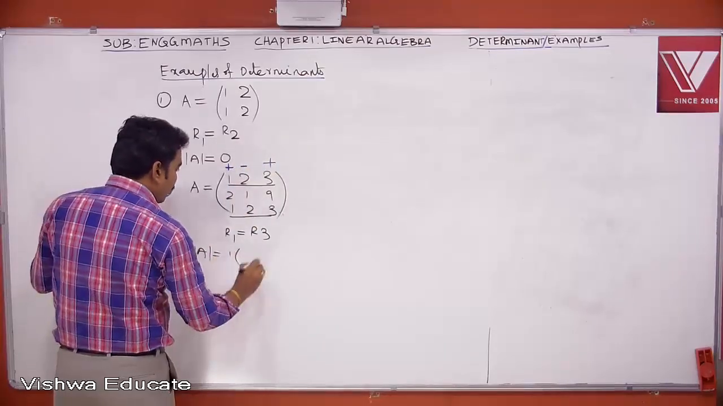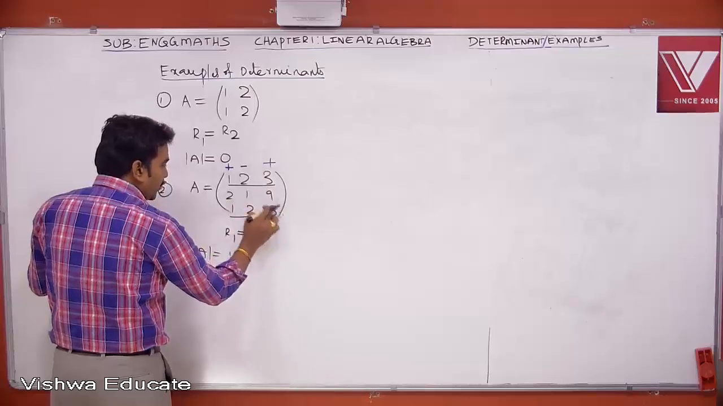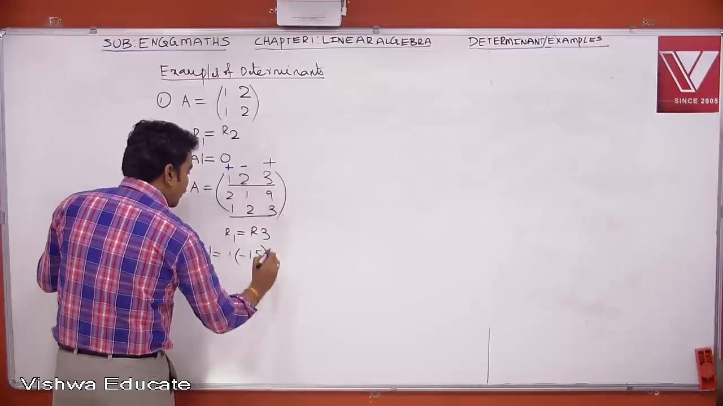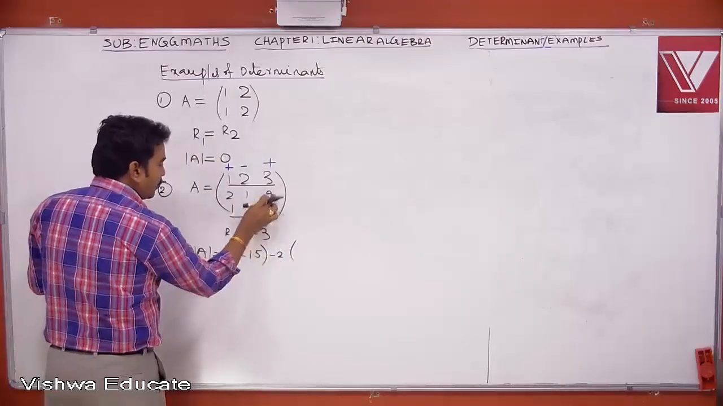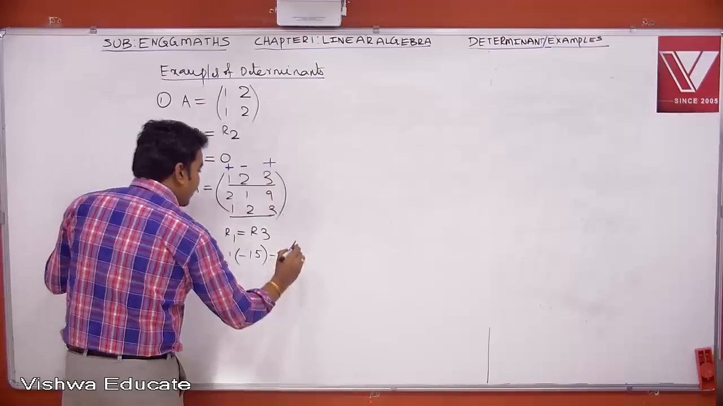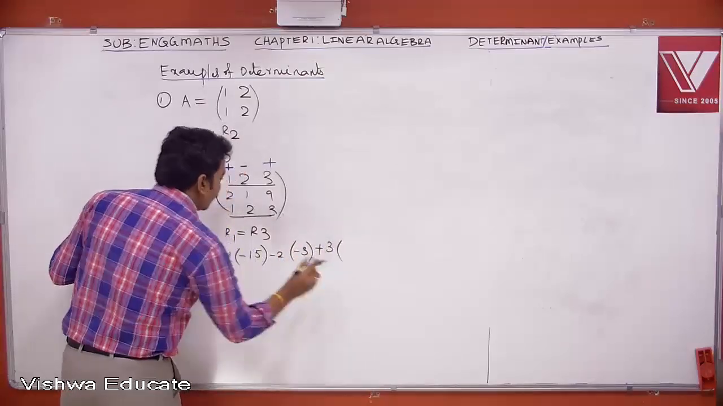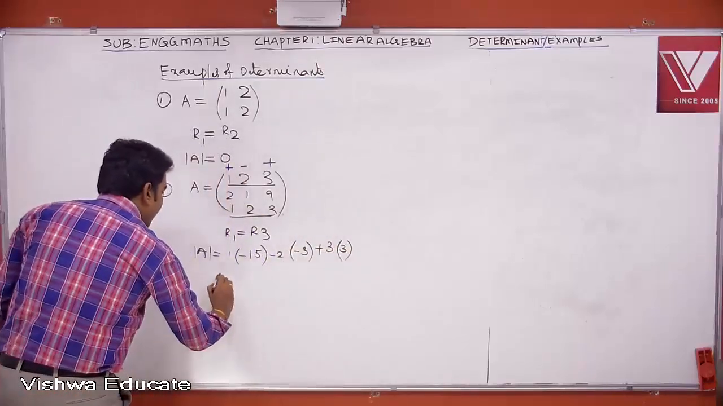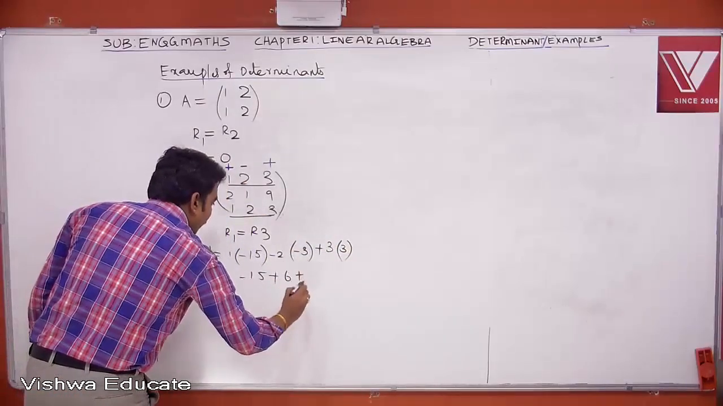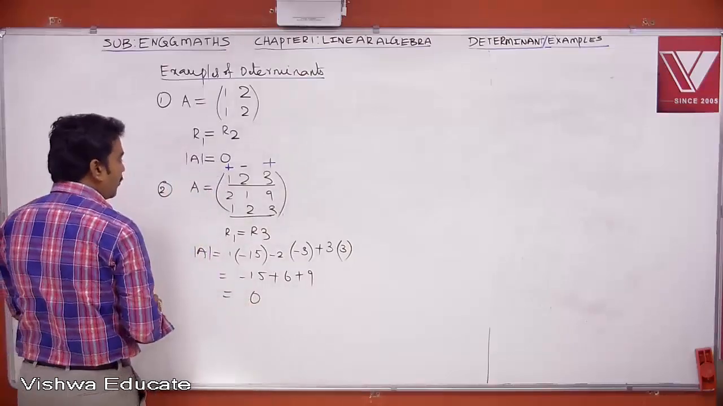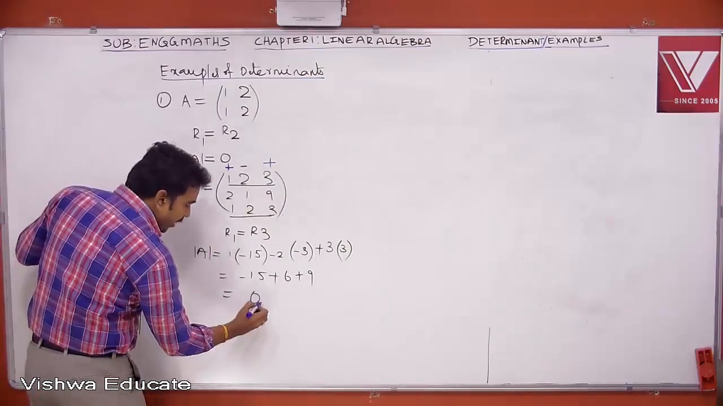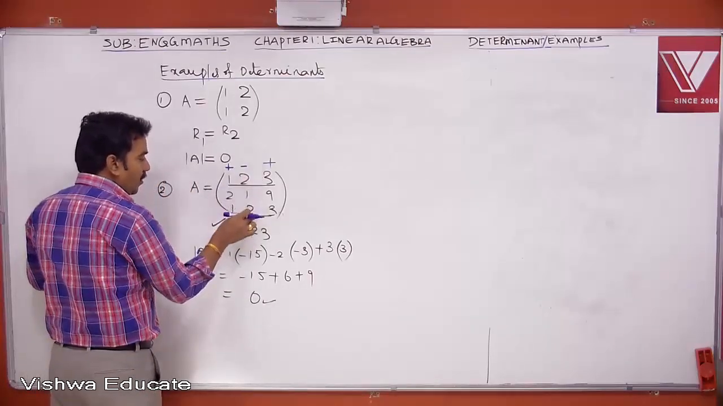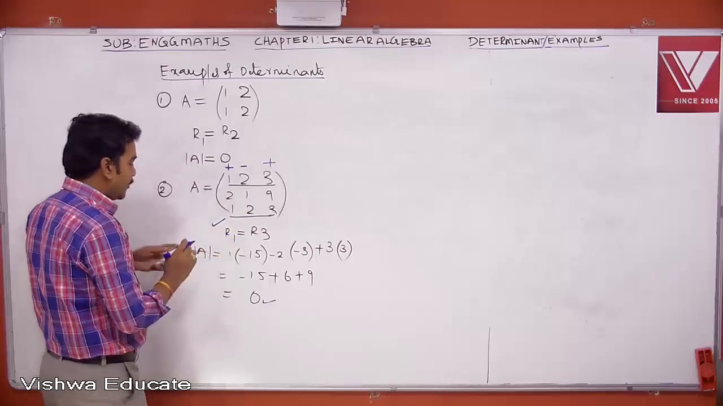So therefore this is 1 into det of this particular matrix: 3 minus 18, this is minus 15, minus 2 times determinant of [2 9; 1 3], 6 minus 9, this is minus 3, plus 3 into determinant of this one, 4 minus 1, this is 3. Now in this case, this is minus 15 plus 6 plus 9. So it cancels, the value becomes 0. So in this case, the det of this matrix is 0 because the first row and last row are the same.